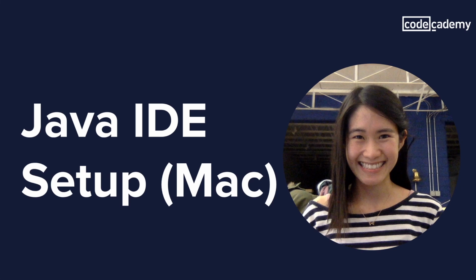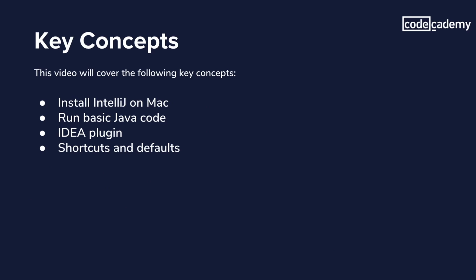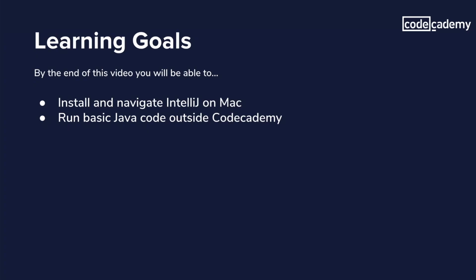I'm a software developer based in Baltimore. And in this video, we're going to set up a Java IDE on a Mac so you can develop with Java on your local computer. IDE basically stands for Integrated Development Environment. And it's just a piece of software where you can edit, build and run, and debug your code in one place. The IDE we're going to install is IntelliJ. And so by the end of this video, you'll be able to install and navigate IntelliJ on your own computer, as well as write and run some Java code.